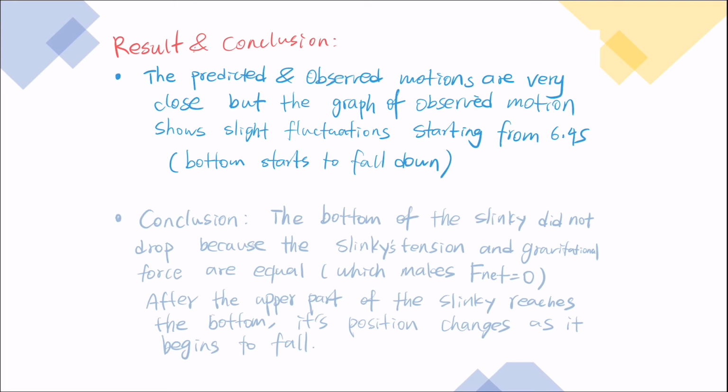So the result I get is that the predicted and observed motions are very close, but the graph of observed motion shows slight fluctuations starting from 6.4 seconds, which is when the bottom starts to fall down. And my conclusion is that the bottom of the slinky did not drop because the slinky's tension and the gravitational force are equal, which makes the net force 0. But after the upper part of the slinky reaches the bottom part, its position changes as it begins to fall.